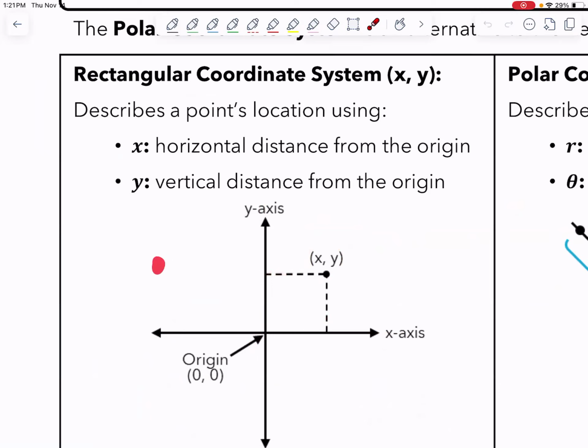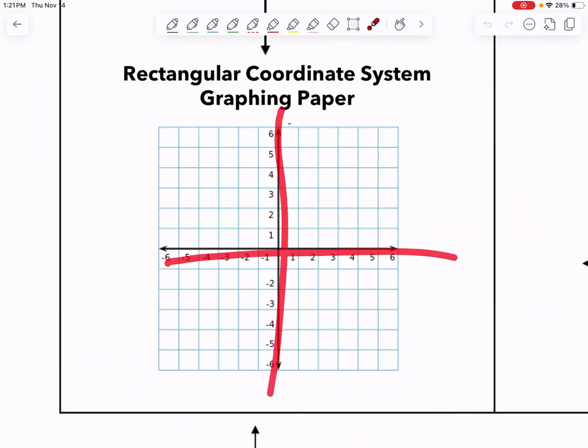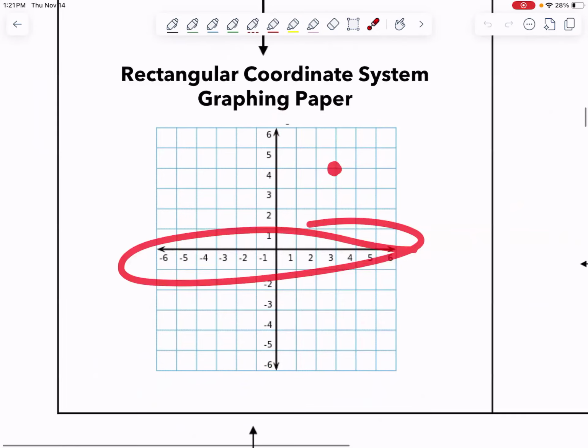So I can write the address of any point on this piece of paper, right? Imagine this as a piece of paper. I can plot any point on this piece of paper given their address. Rectangular coordinate graphing paper looks exactly like this. You got your x-axis, your y-axis, right? There's a grid. You plot a point right here. This is the point 3, 4. This is a really bad graphing paper.